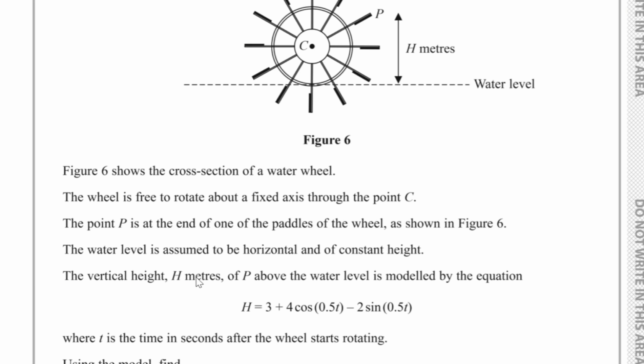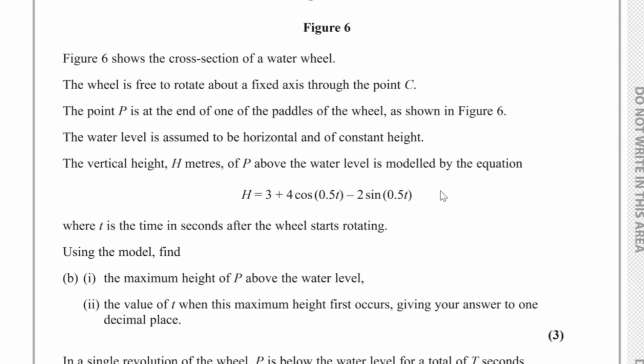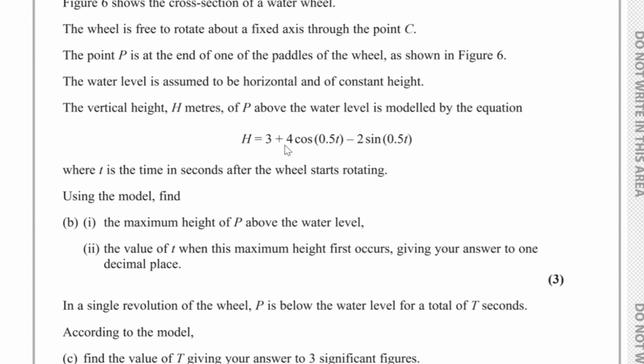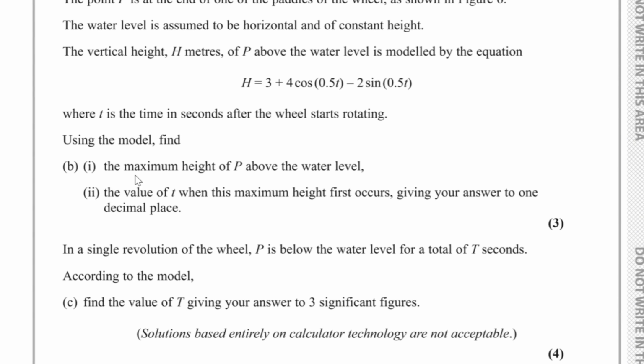The vertical height, h meters, of P above the water level is modelled by the equation h equals 3 plus 4 cos of 0.5t minus 2 sine of 0.5t, where t is the time in seconds after the wheel starts rotating. Using the model, we have to find the maximum height of P above the water level and the value of t when this maximum height first occurs, giving an answer to 1 decimal place.